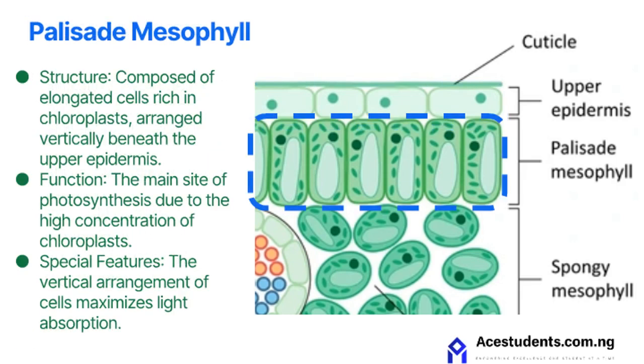Beneath the upper epidermis lies the palisade mesophyll, a layer composed of elongated cells rich in chloroplasts. This layer is the main site of photosynthesis, thanks to the high concentration of chloroplasts. The vertical arrangement of cells maximizes light absorption, making this layer highly efficient at capturing sunlight.